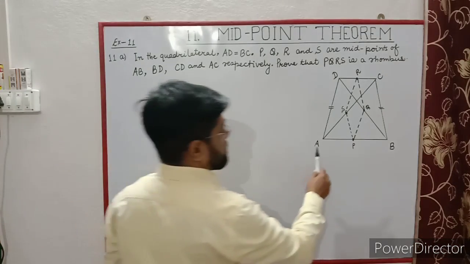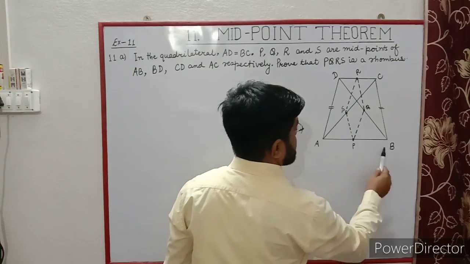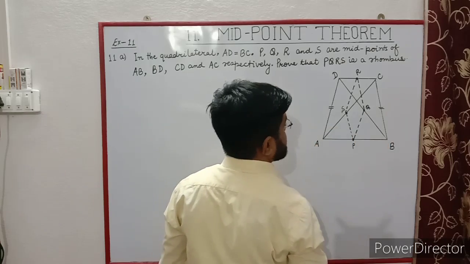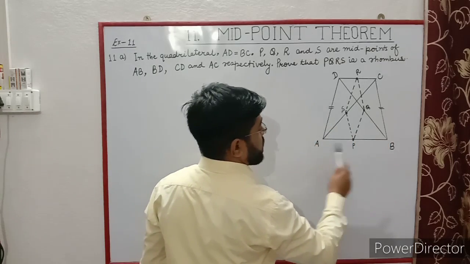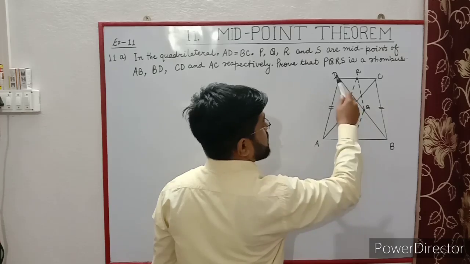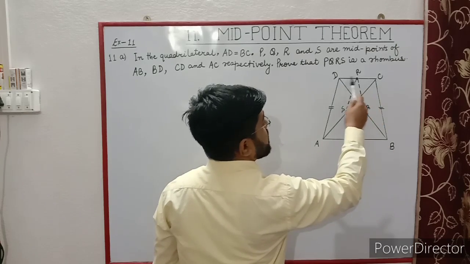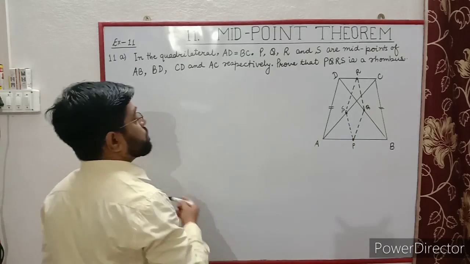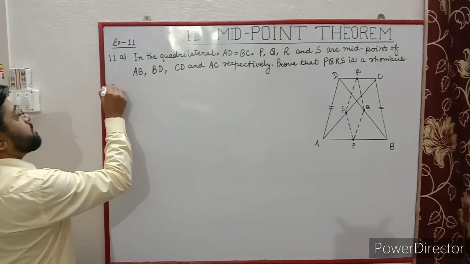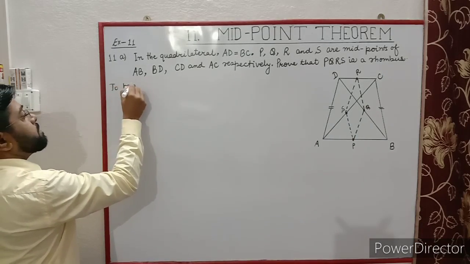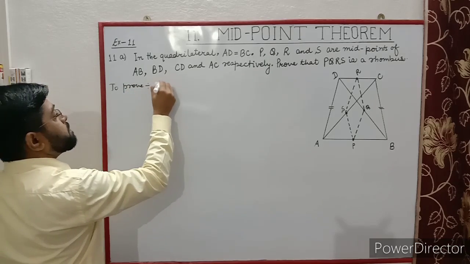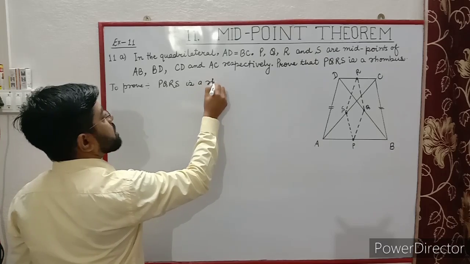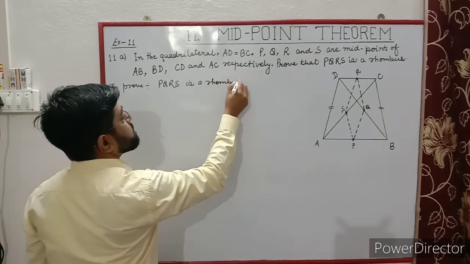So first of all we have to draw a quadrilateral ABCD where AD is equal to BC, and P is the midpoint of AB, Q is the midpoint of BD, R is the midpoint of CD and S is the midpoint of AC. So we have to prove PQRS is a rhombus.